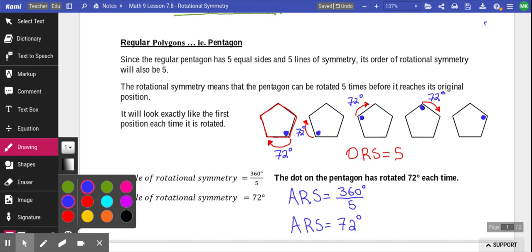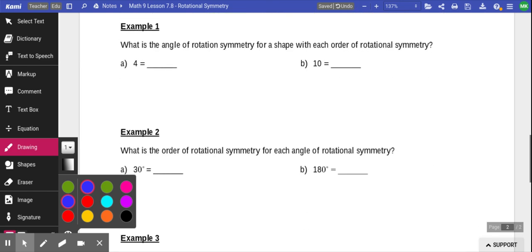Perfect. We're going to do a couple questions and we're going to be done. So example 1: what is the angle of rotational symmetry for a shape with each order of rotational symmetry? Whenever I do a question, I try to figure out what it is I'm looking for. The question said, what is the angle of rotational symmetry? So I'm looking for the angle of rotational symmetry, ARS. I know that ARS equals 360 degrees divided by ORS because that's our formula. We're going to use that formula for the 2 questions that they gave us.